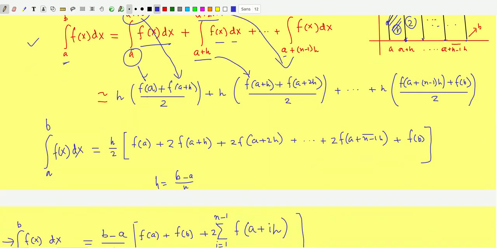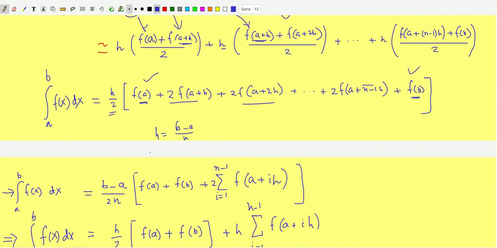Now collecting all the terms, I take h by 2 out. f(a) appears one time, but f(a plus h) appears twice, so it is 2 times f(a plus h), similarly 2 times f(a plus 2h), and so on up to 2 times f(a plus n minus 1 h), and then f(b). The end points f(a) and f(b) are added only once and intermediate points are added twice, and we know h is equal to (b minus a) by n.